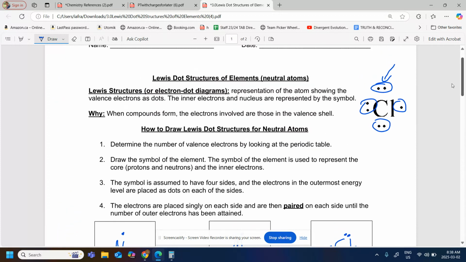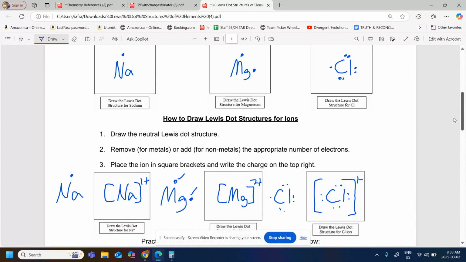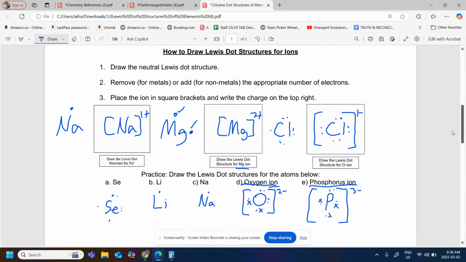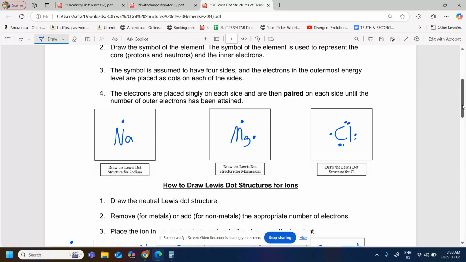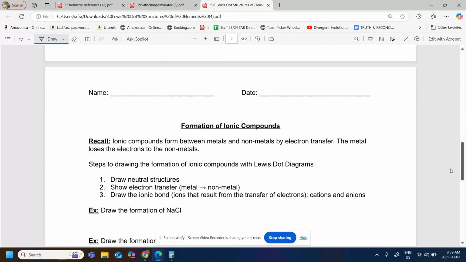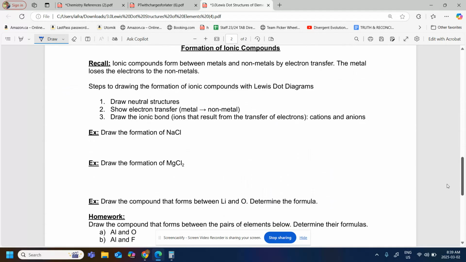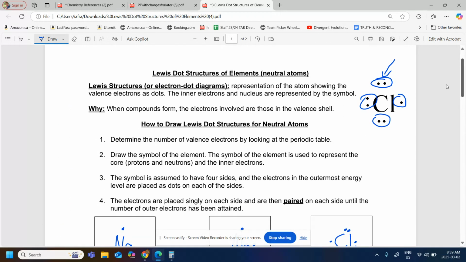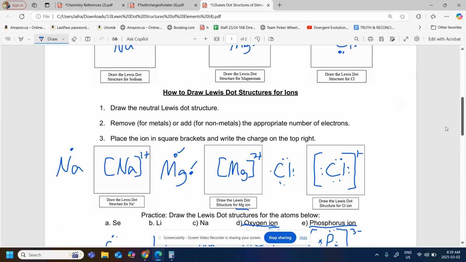So in this video, we learned about Lewis structures to represent neutral elements and also ions. This is the way you'll typically do it in grade 11 and also for the bulk of grade 10 because it's just easier to show bonding with valence electrons instead of having to do Bohr-Rutherford diagrams every single time. In the next video, we're going to show the formation of ionic compounds using Lewis structures. For now, make sure you understand Lewis dot diagrams for elements and ions.